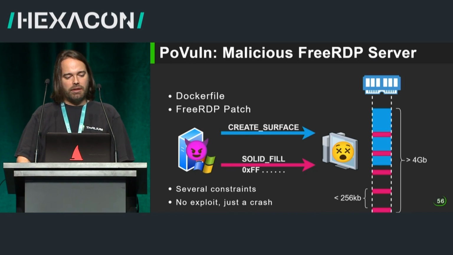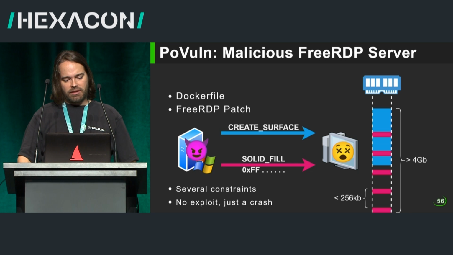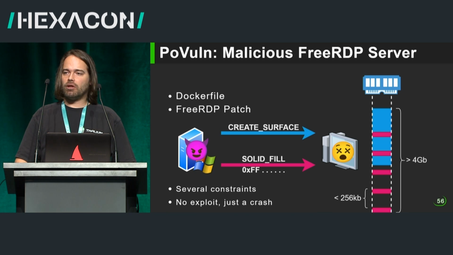So as I said, we don't have an exploit, but we have a proof of vulnerability, which is a malicious FreeRDP server built from a Dockerfile and a FreeRDP patch. We did not exploit it because there are several constraints. I will not go into the detail. And again, it's not an exploit, it's just a crash of the client.